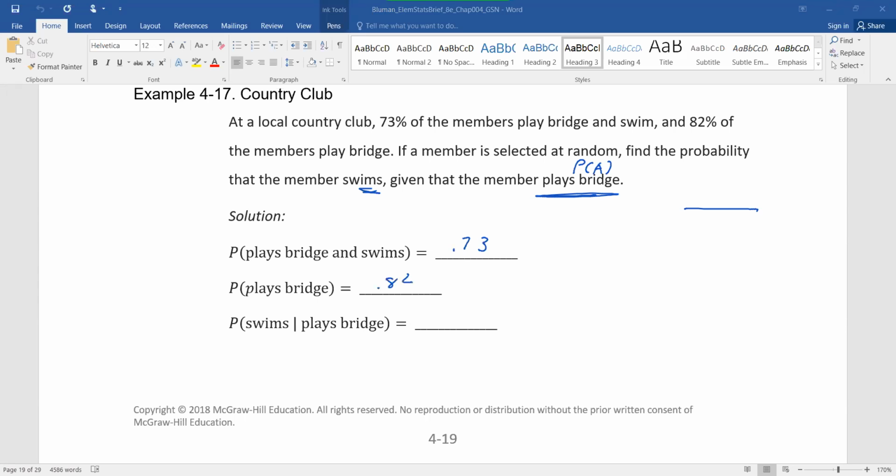0.82, very good. And if we're trying to find this, we're just going to take the probability of A, that's going to go on the bottom. So this is plays bridge, so that's 0.82. And then the plays bridge and swim, so remember it's P of A on bottom, P of A and B happening on top. So in this case, that would be 0.73. So what is 0.73 divided by 0.82?